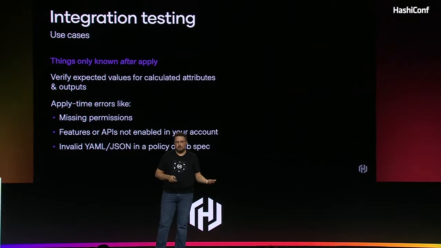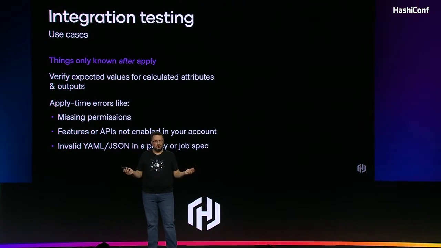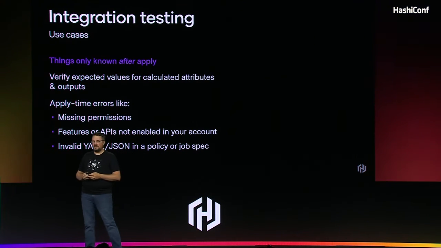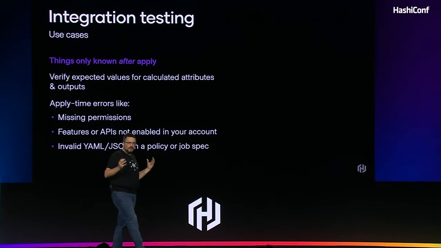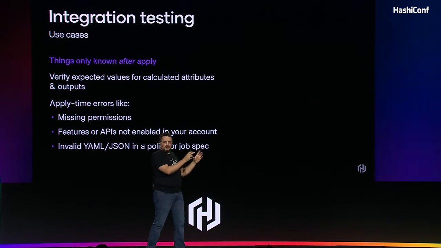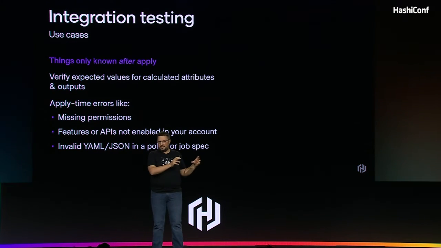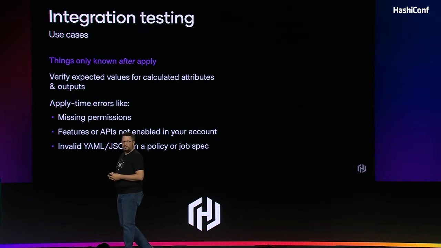Also things like missing permissions, or features or APIs that are not enabled in your cloud account or in your region yet, right? We can tease out those kinds of things. As well as, I run into the case a lot where maybe you're bringing a JSON string into, say, an IAM policy. The plan doesn't know that that's invalid JSON until you actually try to attach it to that policy. So these are the kinds of things we can test for as well.